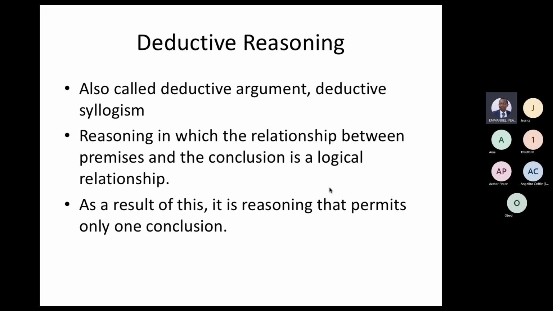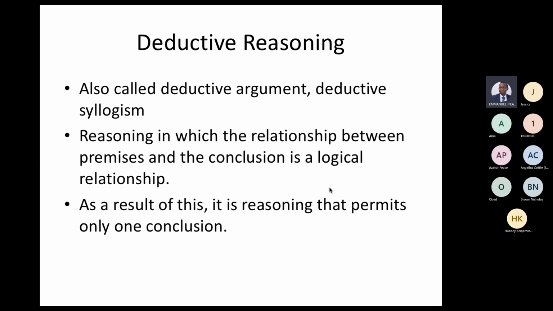Now to deductive reasoning. Deductive reasoning is also called deductive argument, or deductive syllogism. Now, this is reasoning in which the relationship between the premises and the conclusion is a logical relationship. As a result of this, it's reasoning that permits only one conclusion. Just as 2 plus 2 permits only one conclusion, which is 4, deductive reasoning permits only one conclusion.